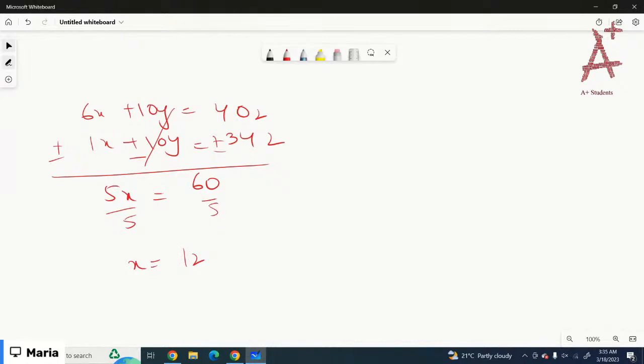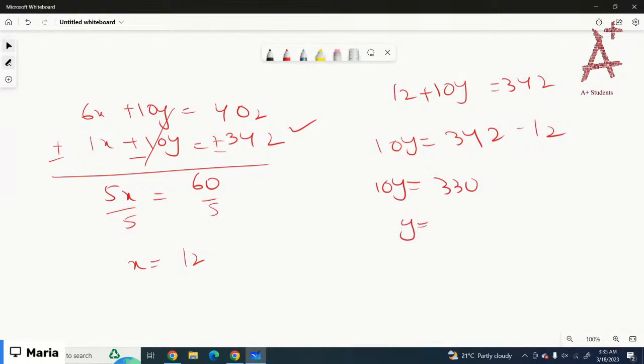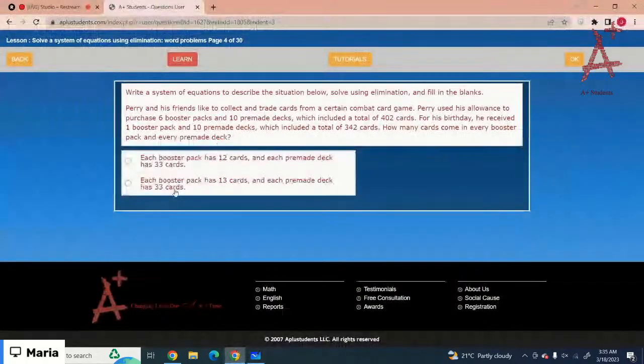Got it? So just replace x with 12 in the equation. I'm going to put it in the second one. 12 plus 10y equals 342. 10y equals 342 minus 12, which is 330. So 10y equals 330 and y equals 330 divided by 10, that is 33. Got it? So the correct option is 12 and 33. That means 12 cards in each booster pack and 33 cards in the pre-made deck.